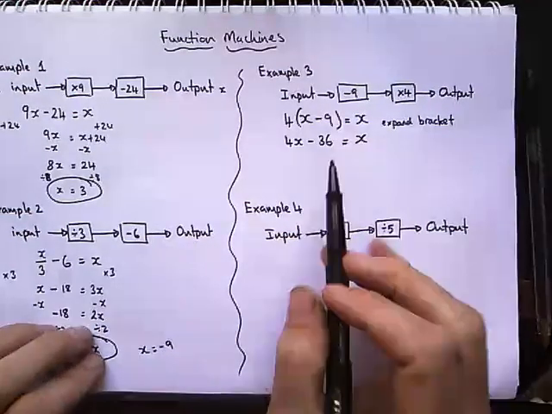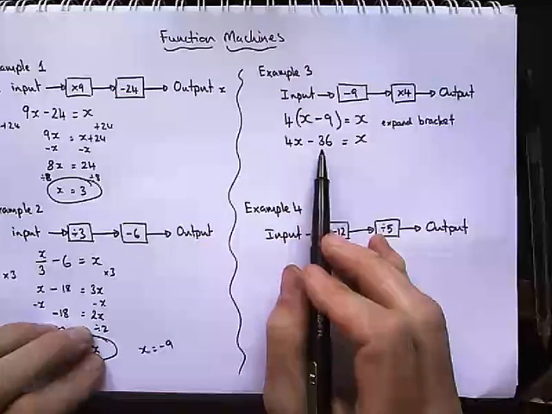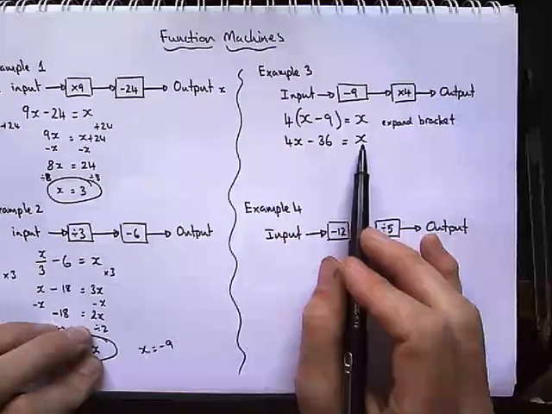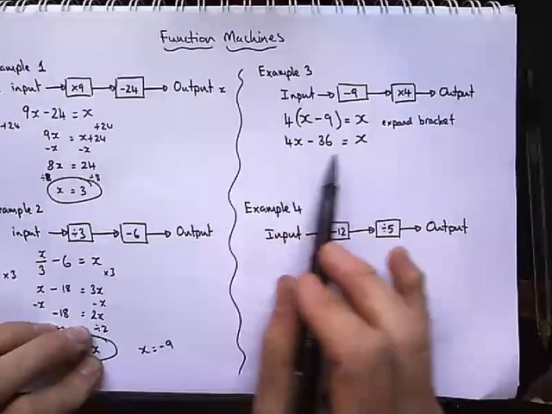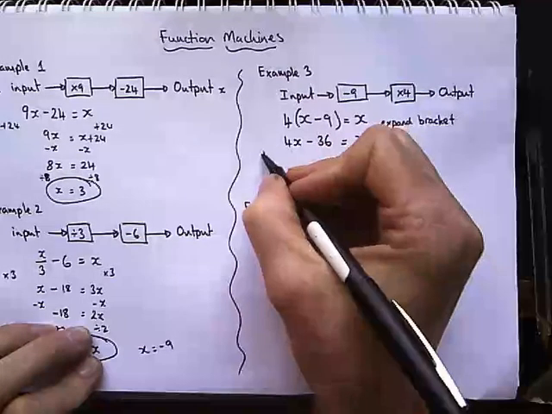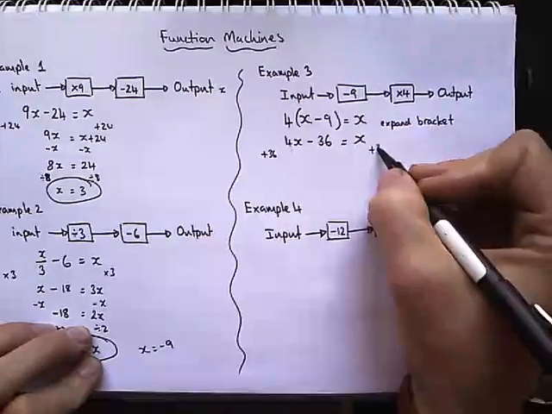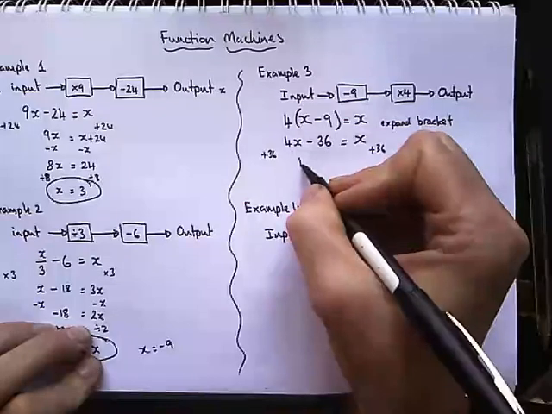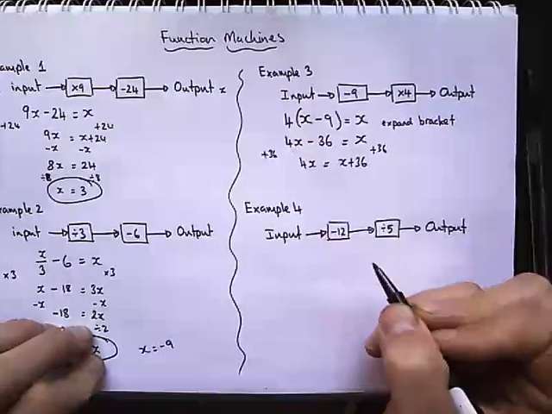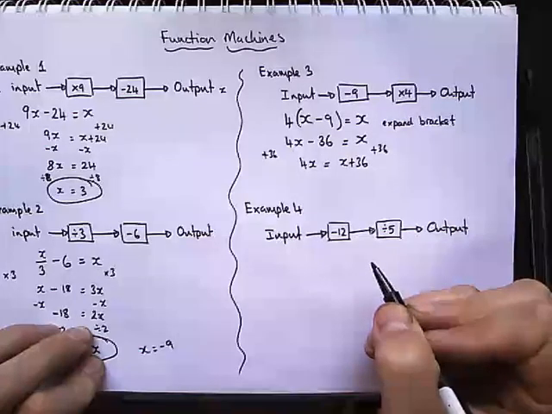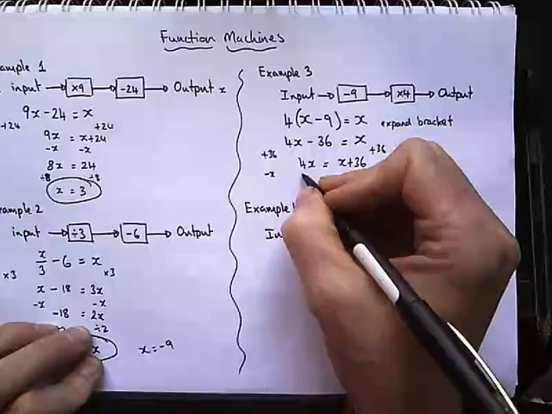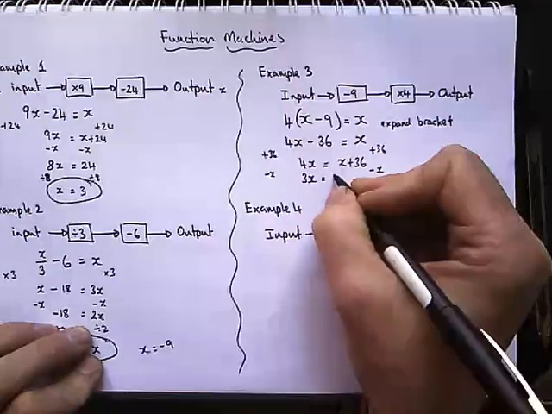I can add 36 to both sides, and that gets all the numbers that are on their own over to the right hand side. And I can take away x from both sides because x is smaller than 4x. So let's do one step at a time. Let's add 36 to both sides. And I'm left with 4x equals x plus 36. Then let's take away x from both sides. I'm left with 3x equals 36.